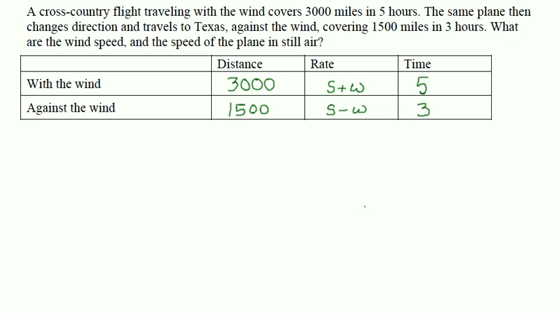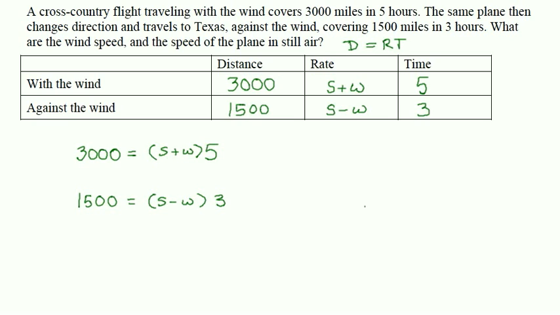To set up my equations, I'm going to use the relationship distance equals rate times time, so that I get from my with the wind row a distance of 3,000 equals a rate of S plus W in parentheses, because the whole rate needs to get multiplied by the time, times a time of 5. And then looking at my against the wind row, I'm going to get distance of 1,500 equals rate of S minus W, again in parentheses, times a time of 3. So this is my system of equations.